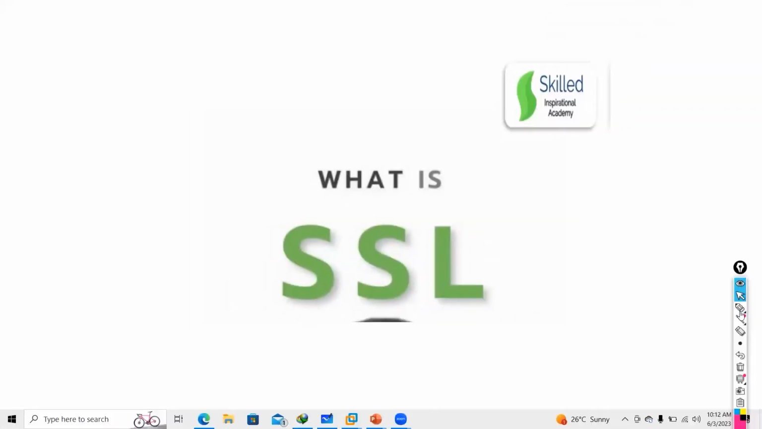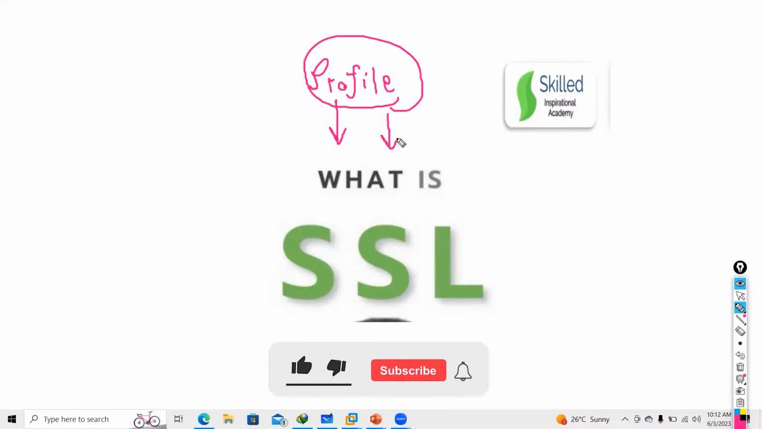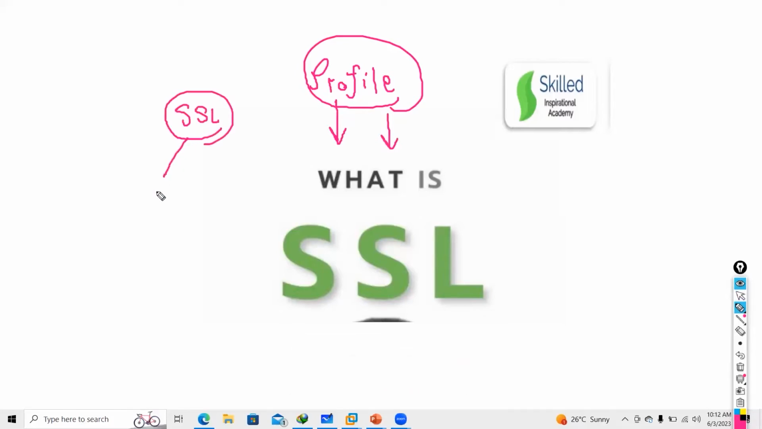Okay, good morning, everyone. So today, again, an important topic, which is a part of profiles. We were discussing the profile section. In that, one of the most important profiles is the SSL profile. In SSL, we will see two types of profile: one is client SSL and one is server SSL.